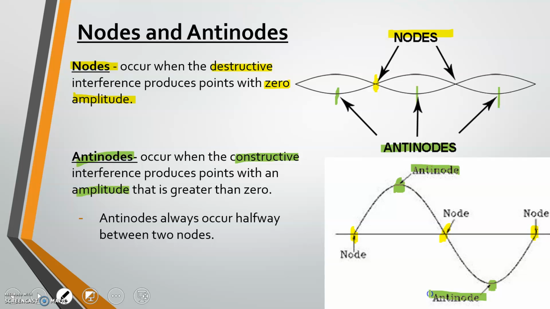The way that I remember it is that nodes have no amplitude. They are areas where they cross the rest position. Antinodes have an amplitude: A and A, amplitude, antinodes. So it is the highest point on the wave and the lowest, the crest and the trough.